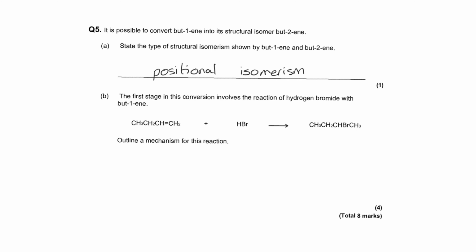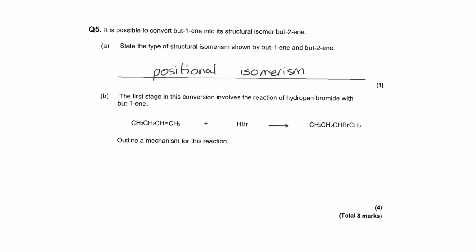So the other type of isomerism is chain, where we've changed the chain, or we could have functional group where we have a different functional group, such as butene and cyclobutane. They've got different functional groups, but they have the same molecular formula.